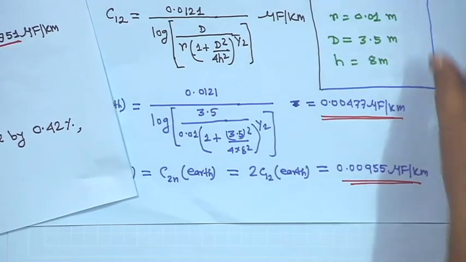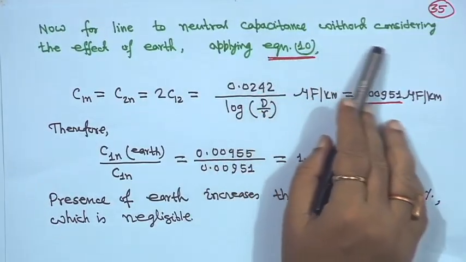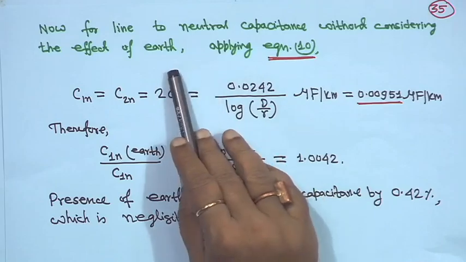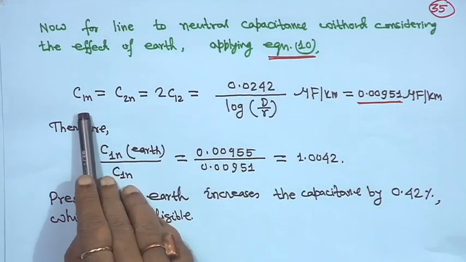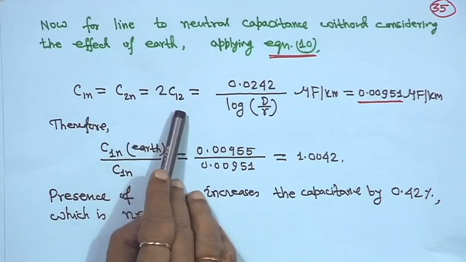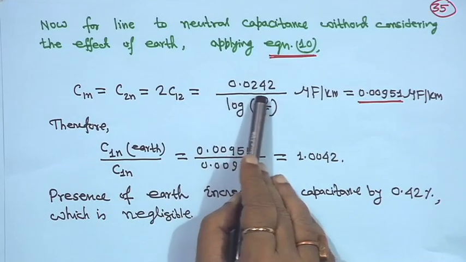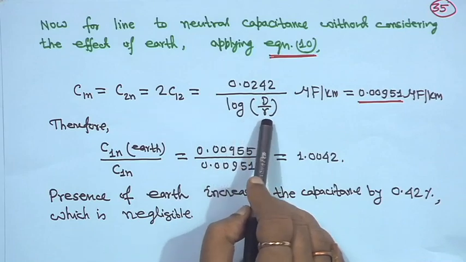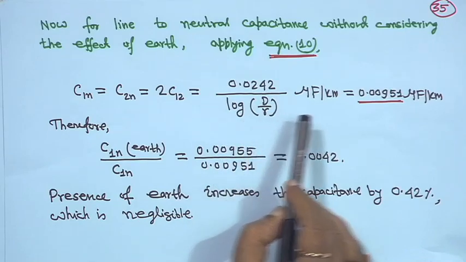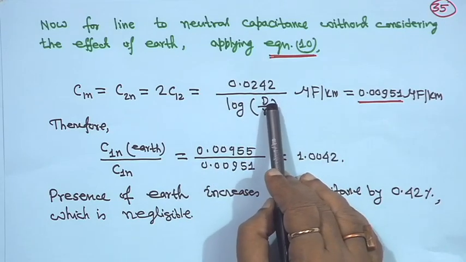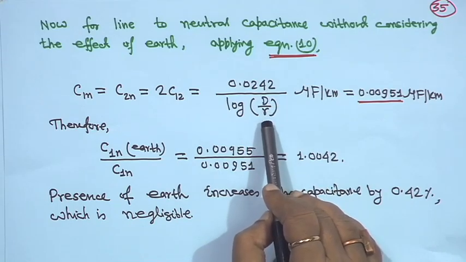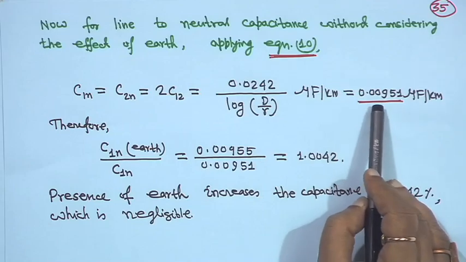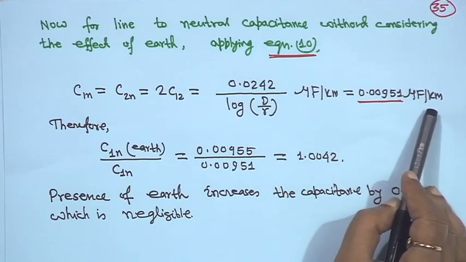Now, for line to neutral capacitance without considering the effect of earth, you apply equation 10, already derived. So, C1n is equal to C2n is equal to 2 C12 is equal to 0.0242 by log d upon r, microfarad per kilometer. d is known, 3.5 meter, r is 0.01 meter. So, you will get 0.00951 microfarad per kilometer.